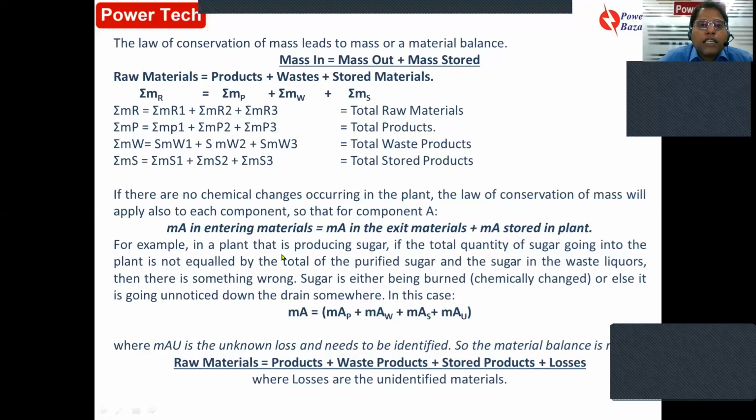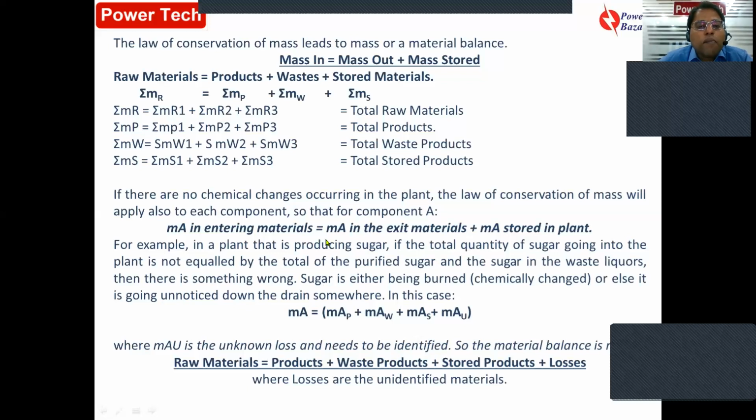Now let us examine the case of a sugar plant. What happens exactly in a sugar plant? Total sugar goes into this plant, but it is not equal to the total purified sugar or the sugar in the waste liquors. Why? Because some sugar is either burned or chemically changed, or it is going unnoticed down the drain somewhere. That means there may be some losses, there may be some chemical changes, some sugar might be burnt.